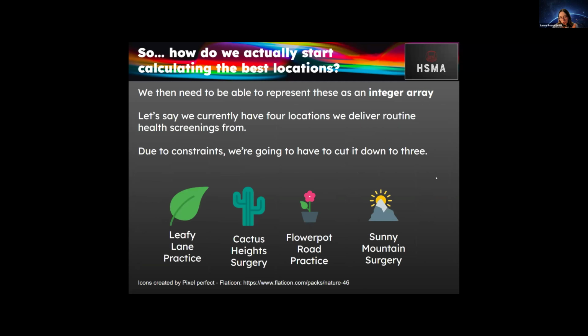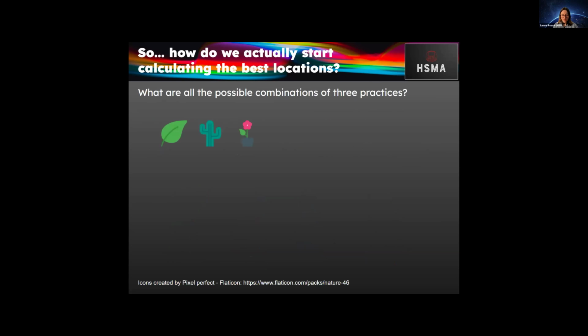What we then need to do is go through and represent these as an integer array. So let's say we currently have 4 locations that we're delivering routine health screenings from. Due to constraints, we're going to have to cut this down to 3. So we've got 4 practices: Leafy Lane practice, Cactus Heights surgery, Flowerpot Road practice, and Sunny Mountain surgery. How can we turn these practices into something that Python can understand and give us all the possible combinations of?